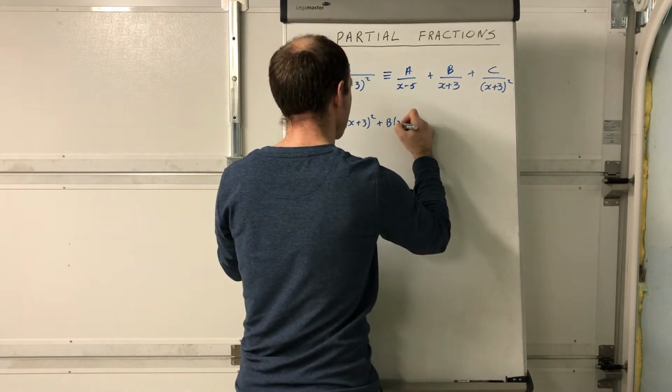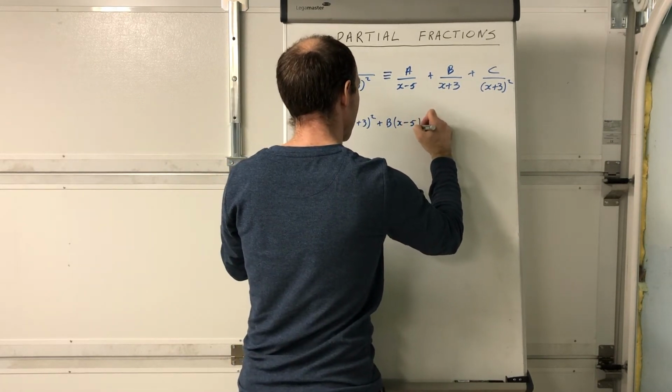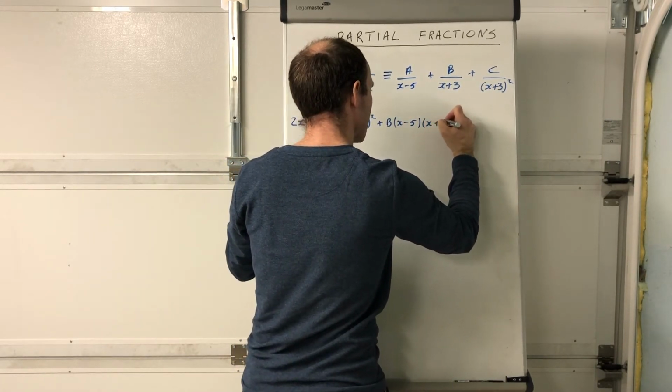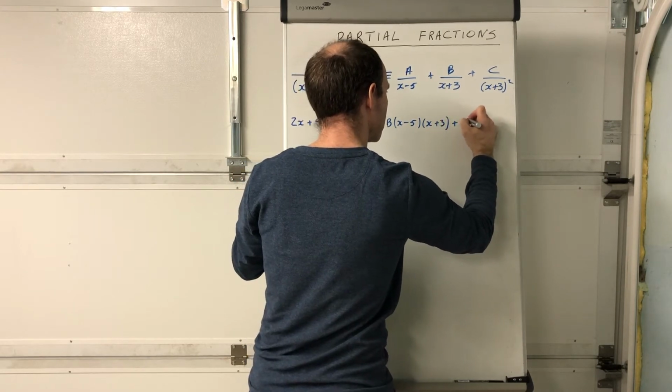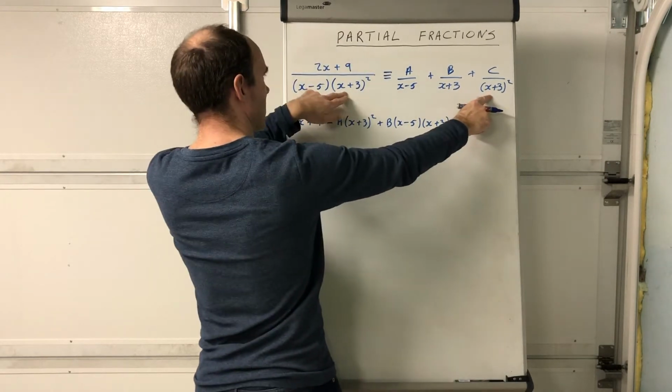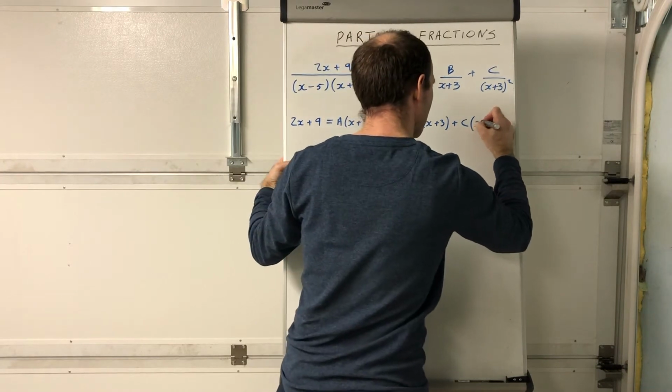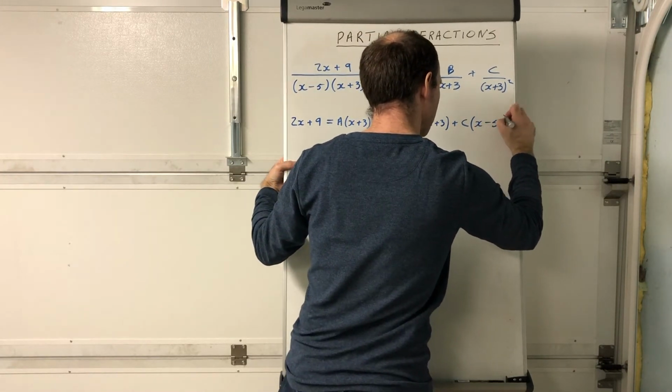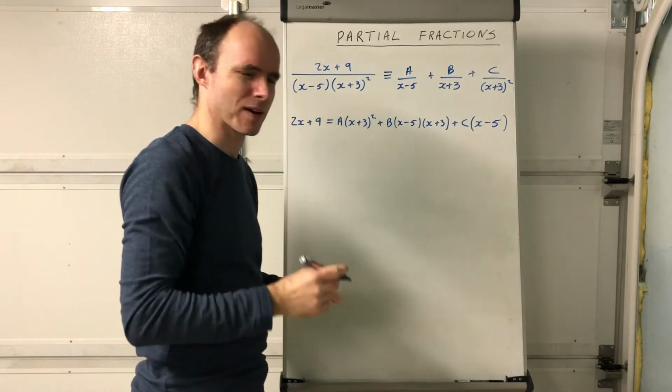So that will be (x minus 5)(x plus 3), and then the last term here, c, the (x plus 3)s will cancel, you're left with (x minus 5). Okay, and I'm pleased again because I managed to fit it all into one line. I like when that happens.